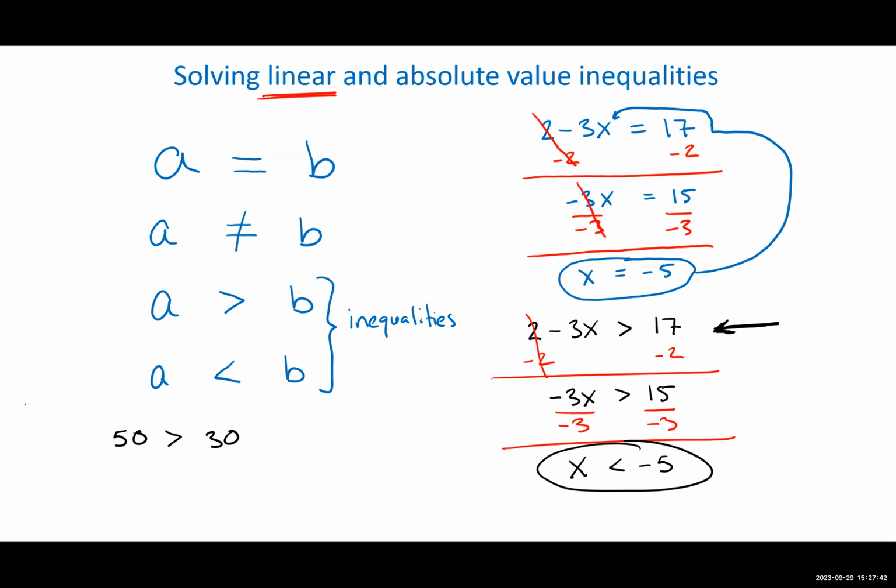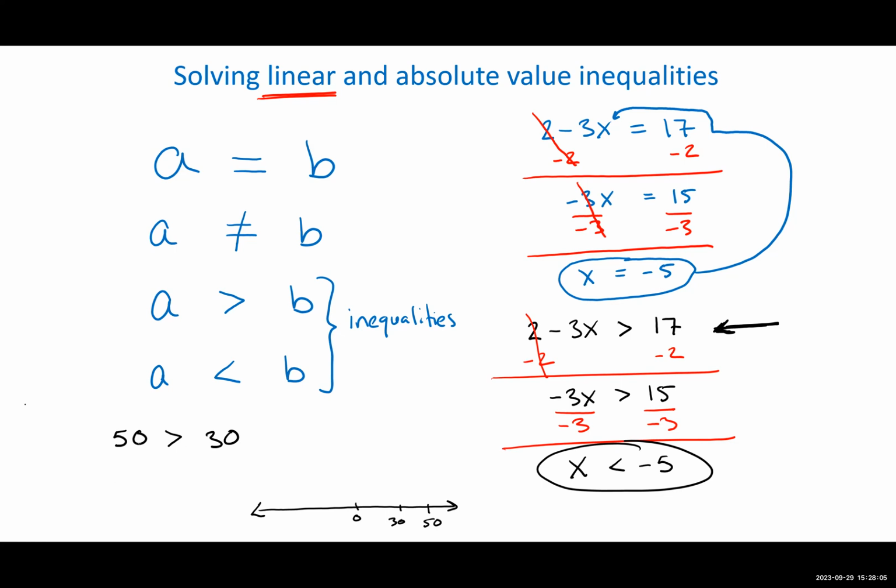So for positive numbers, if you think about the number line with 0 in the middle, here's 0. For positive numbers, the number that's farther away from 0 is larger. 50 is over here, and 30 is over here. 50 is further from 0, so 50 is a bigger number, okay?